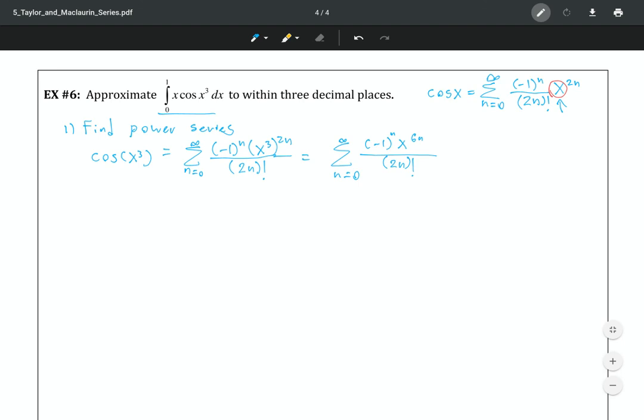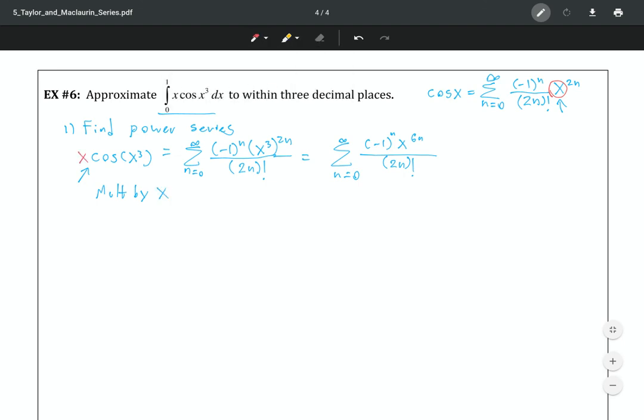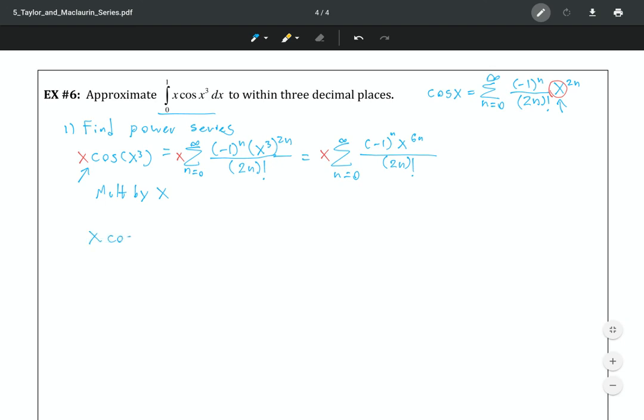Now we're gonna multiply, all right, because that's not what we're looking for. We're looking for x times cosine of x cubed, right? So we're gonna multiply by x. So basically, we're going to multiply this by x, and we're going to multiply this by x also, to make it easier on myself. So what's going to happen here is that finally this is going to be equal to x.